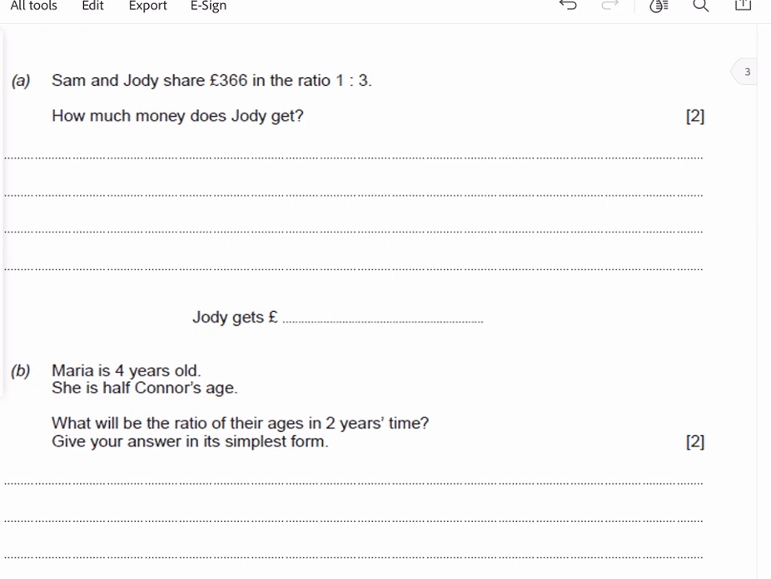Okay, next question. Sam and Jody share £366 in ratio 1 to 3. How much money does Jody get? So again, this is a question about sharing the total, so we have to add the parts together. And then 366 divided by 4 will give us one part in a ratio.